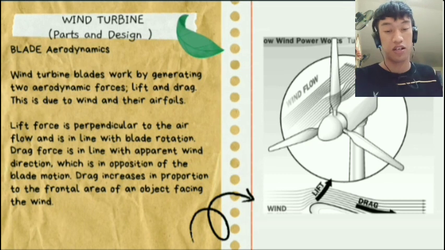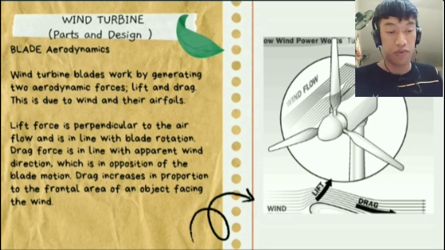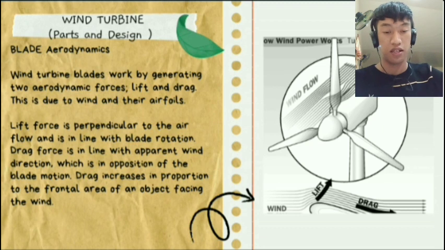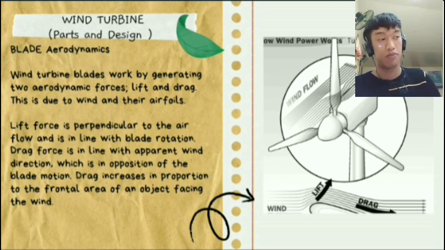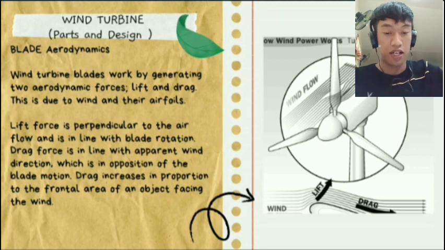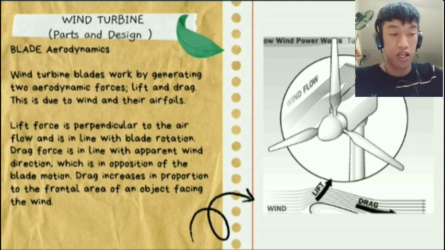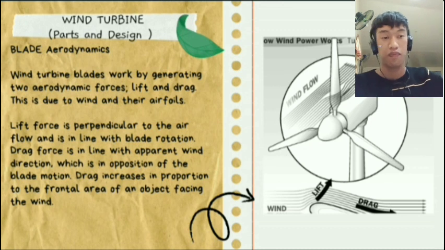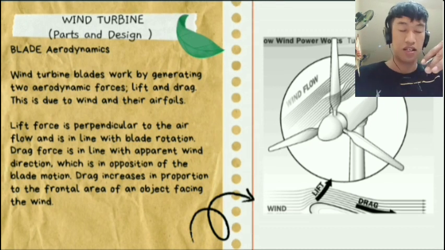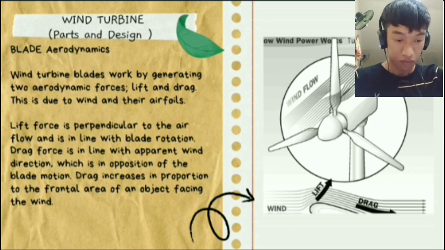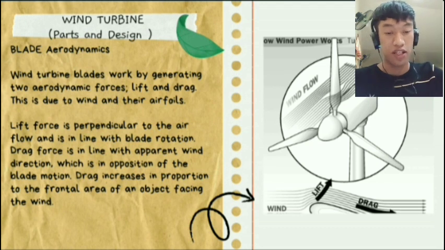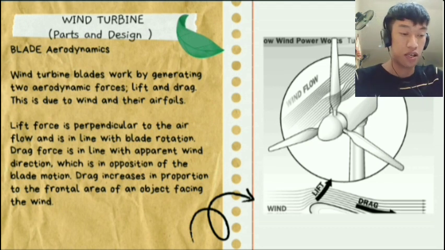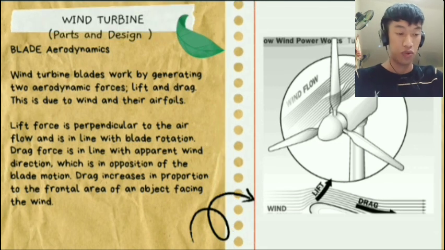So ano po ibig sabihin ng lift force? Lift force is perpendicular to the airflow and is in line with blade rotation. So ibig sabihin, kapag sinabi perpendicular to the airflow ay nakahilig mismo sa hangin. At kapag sinabi naman drag force is in line with apparent wind direction, ibig sabihin, nasa kasalungat naman na part, which is in opposition to the blade rotation or blade motion. Drag increases in proportion to the frontal area of an object facing the wind.